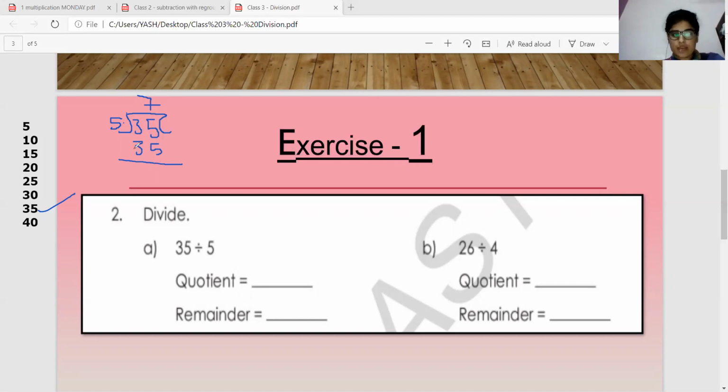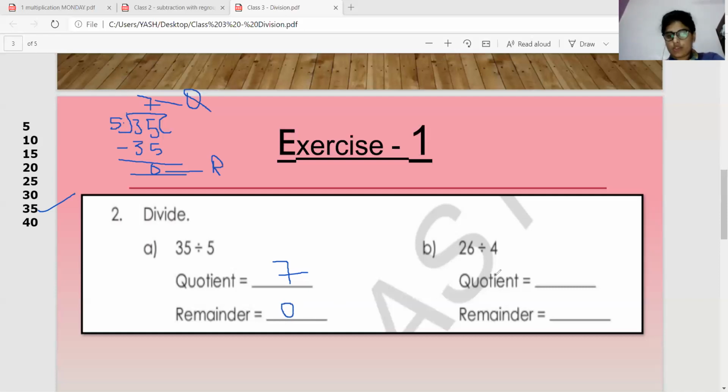So 35 minus 35 is what? 0. So this is called the quotient and this is called the remainder. So here the question is asking for the quotient and the remainder. The quotient is 7 and the remainder is 0. Now go to the next question.